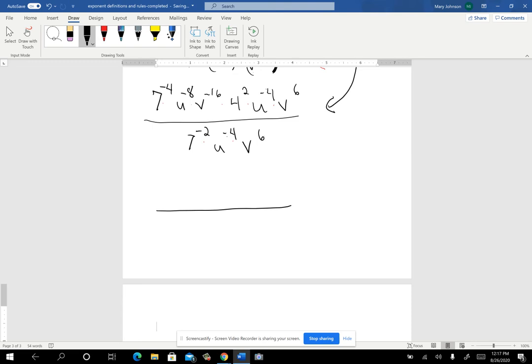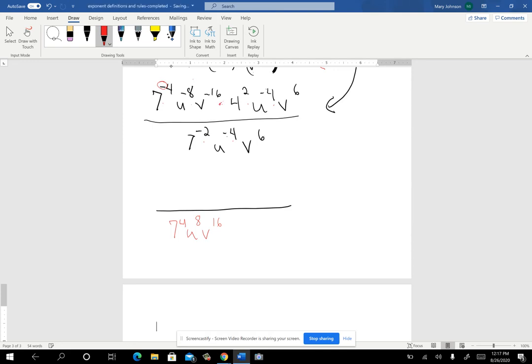And then if we have a negative exponent, we're going to wind up thinking about how that negative exponent means 1 over. And so that means it gets moved to the other side of the fraction bar. So like 7 to the negative 4 becomes 1 over 7 to the 4th. Okay. U to the negative 8 becomes 1 over u to the 8. So see how I'm moving it to the denominator. V to the negative 16 would be 1 over v to the positive 16.